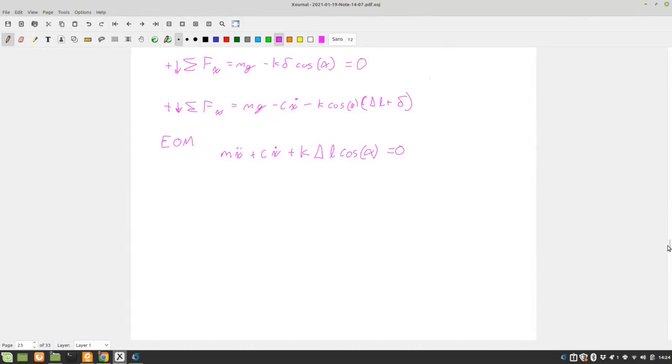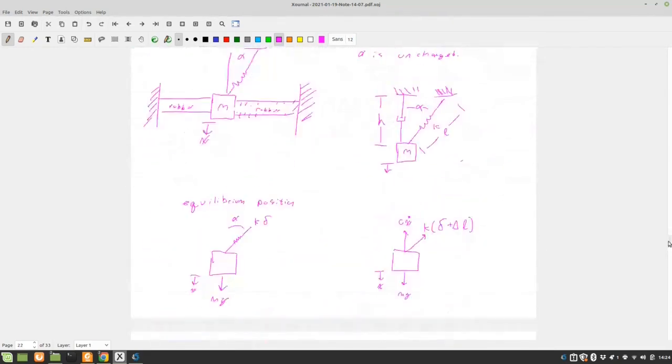Right, so there's a little bit more here that we can do. Looking at our triangles, particularly this one where we have H and L. Well, we have a cosine of alpha in our equation of motion.